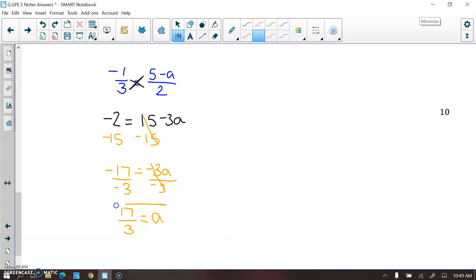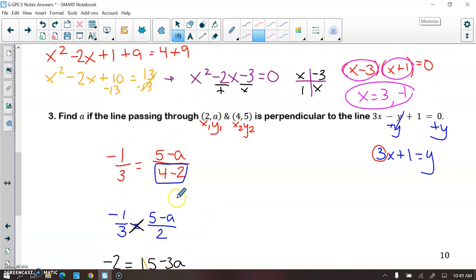I'm just going to leave it like that. It doesn't come out nicely. Please do not round your answer. Leave it as a fraction. If you want to write this as a mixed number, that's fine, because it's not a slope. It is part of a coordinate.